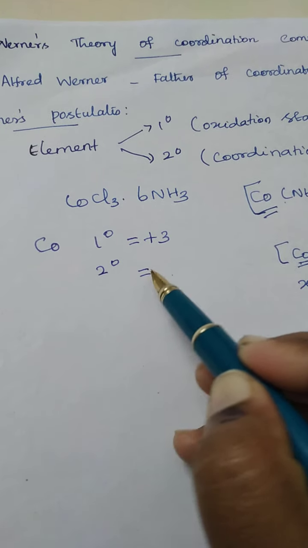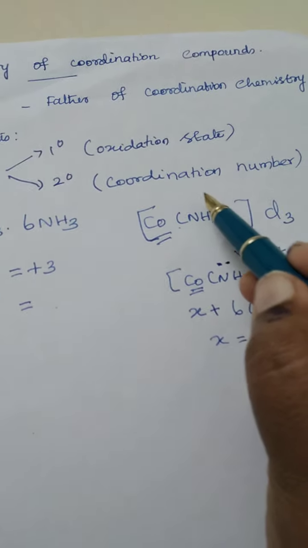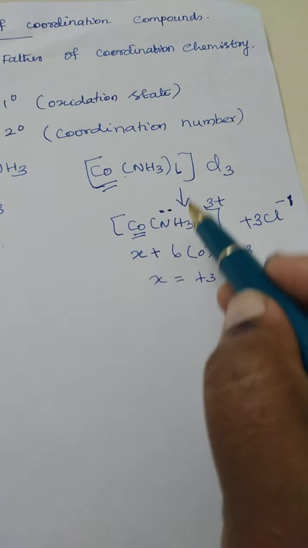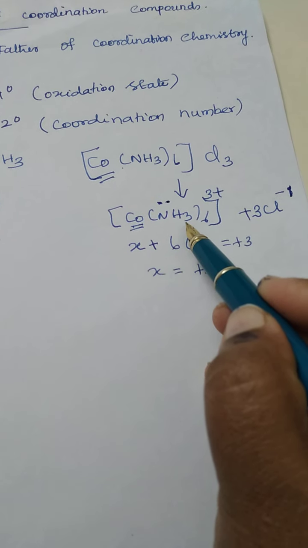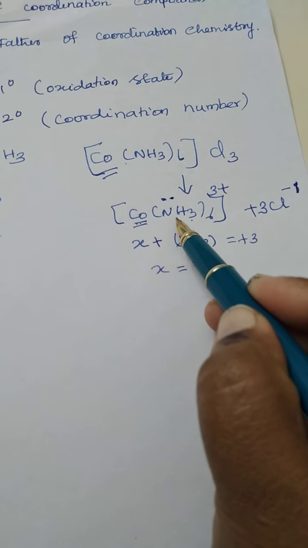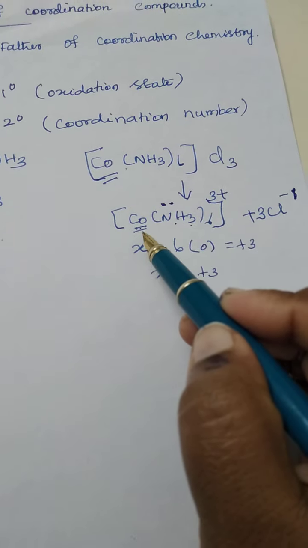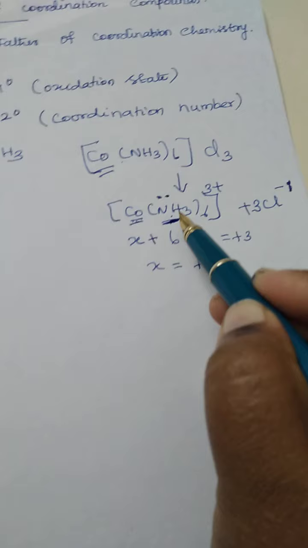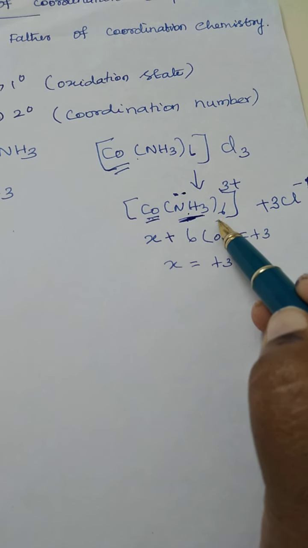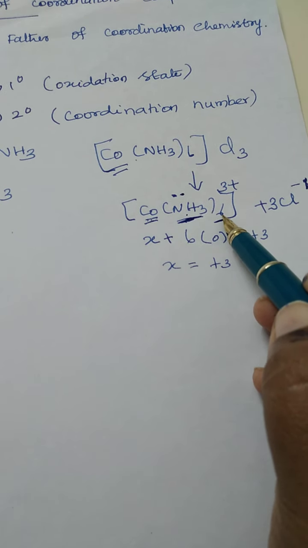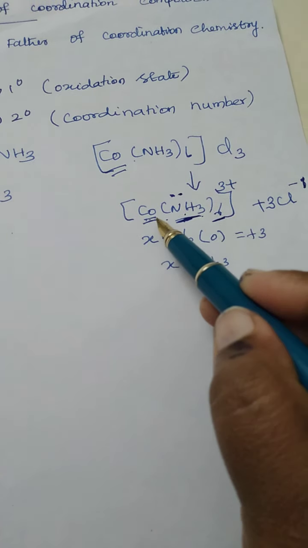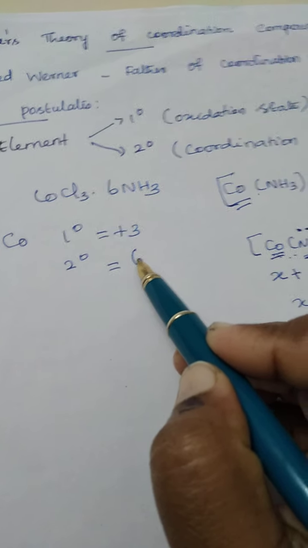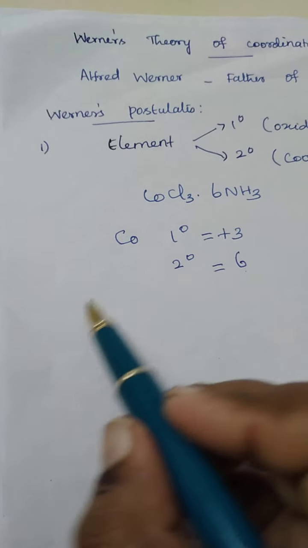secondary valency is said to be the coordination number. The coordination number is nothing but the number of coordinate bonds formed between the metal atom and the ligand. Inside the complex, there will be a metal as well as a ligand. So this is called a ligand. How many ligands are there? 6 ligands. So there will be 6 coordinate bonds formed between the central metal atom and the ligands. So the coordination number is said to be 6 for the first example.